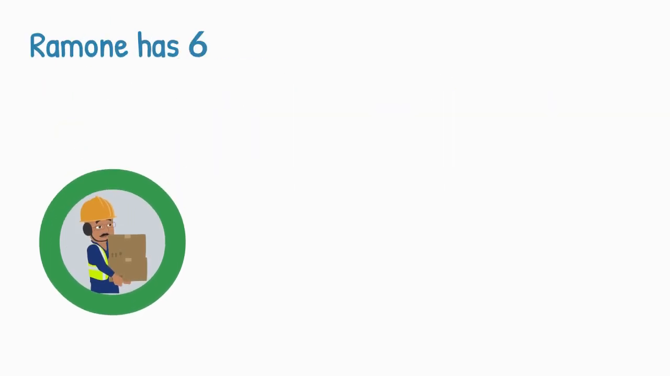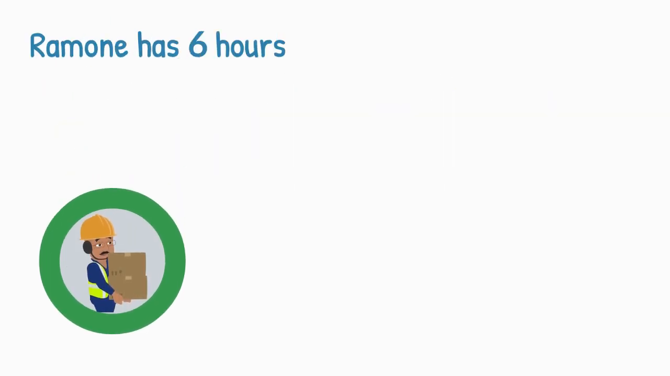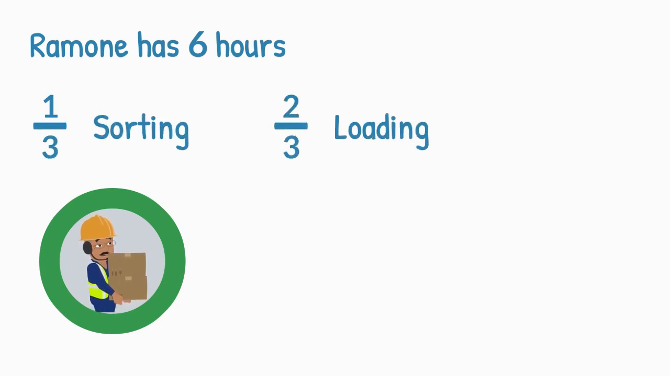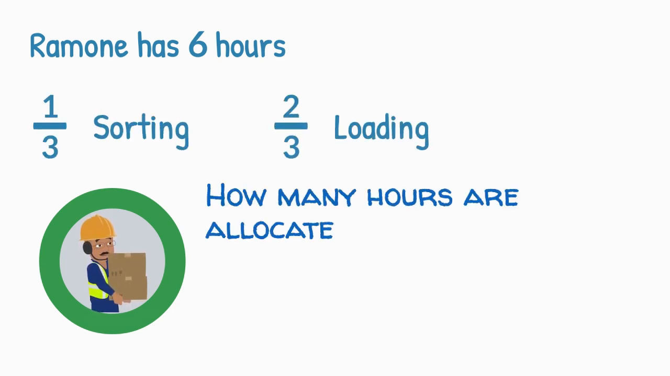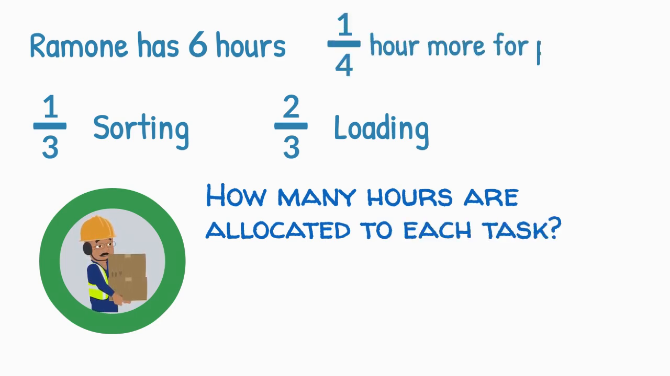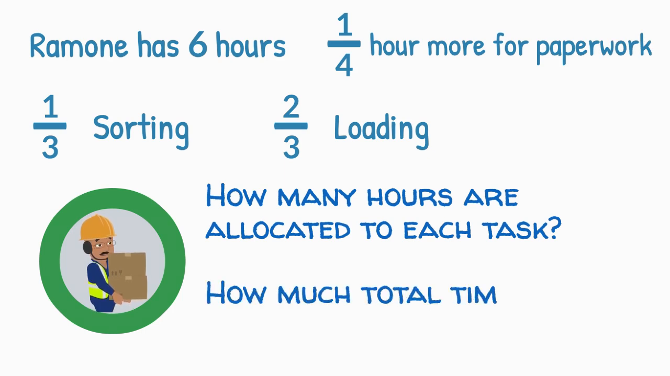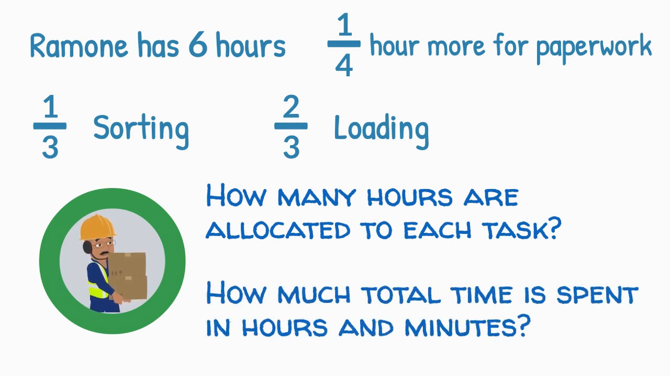Ramon has 6 hours for a crew to load a truck, spending 1/3 of the time sorting and 2/3 loading. How many hours are allocated to each task? If an additional 1/4 hour is needed for paperwork, how much total time is spent in hours and minutes?